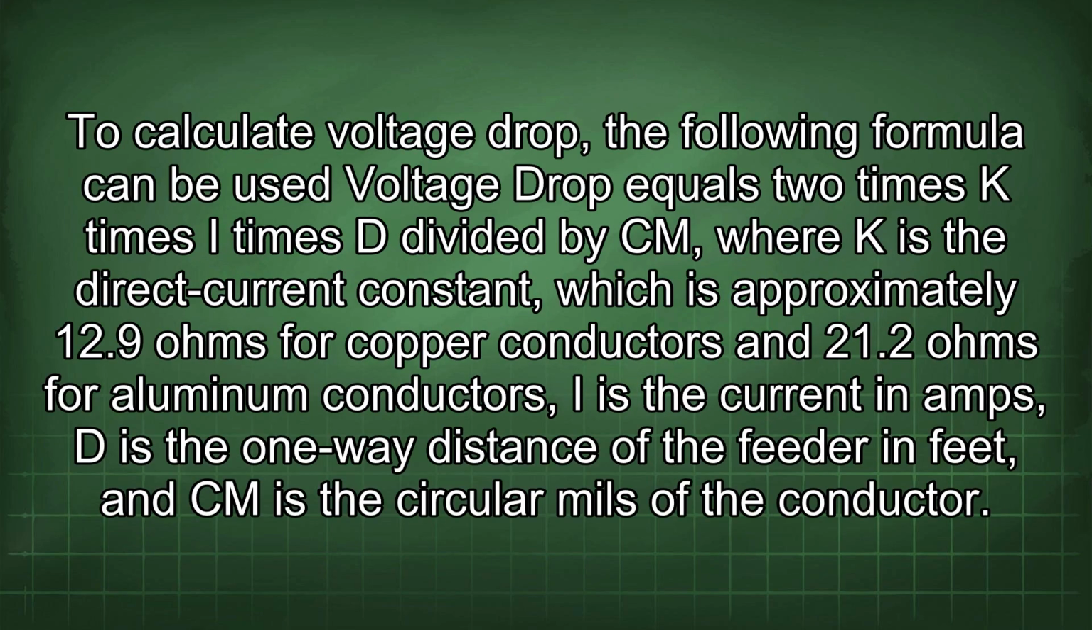To calculate voltage drop, the following formula can be used. Voltage drop equals 2 times K times I times D divided by Cm, where K is the direct current constant, which is approximately 12.9 ohms for copper conductors and 21.2 ohms for aluminum conductors. I is the current in amps, D is the one-way distance of the feeder in feet, and Cm is the circular mils of the conductor.